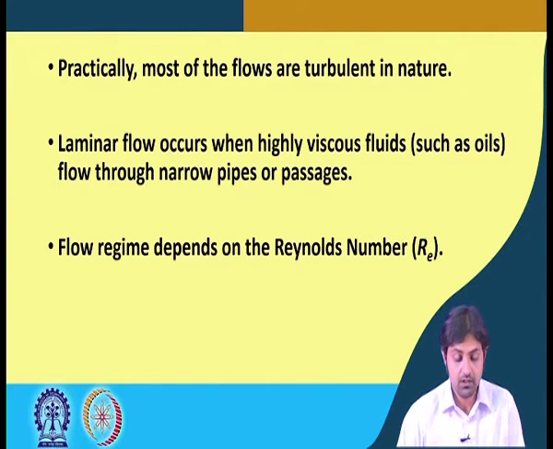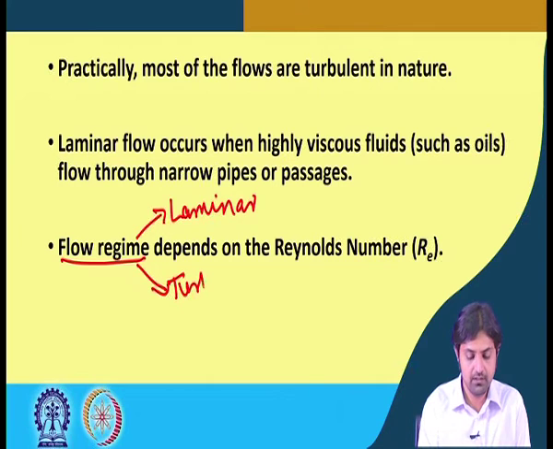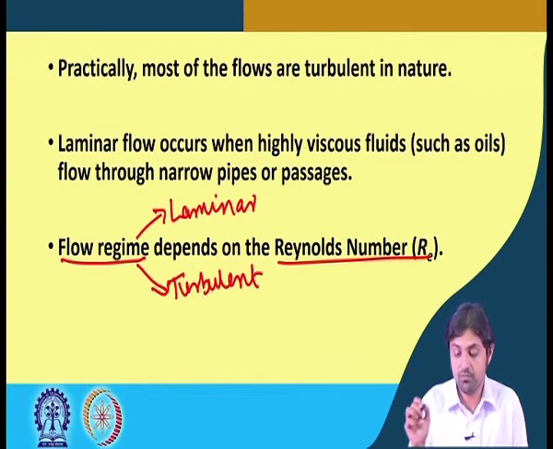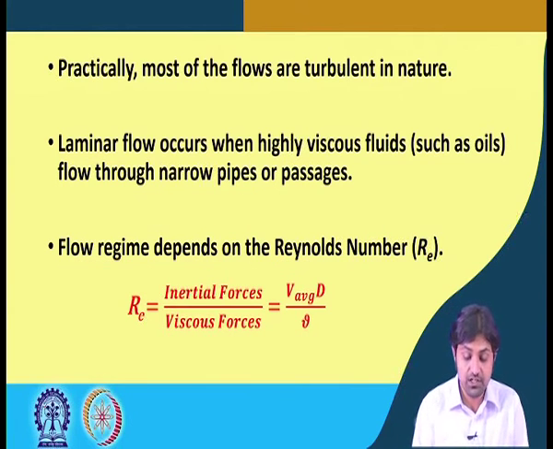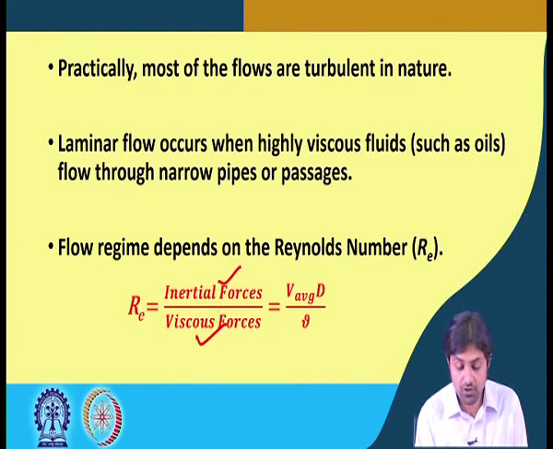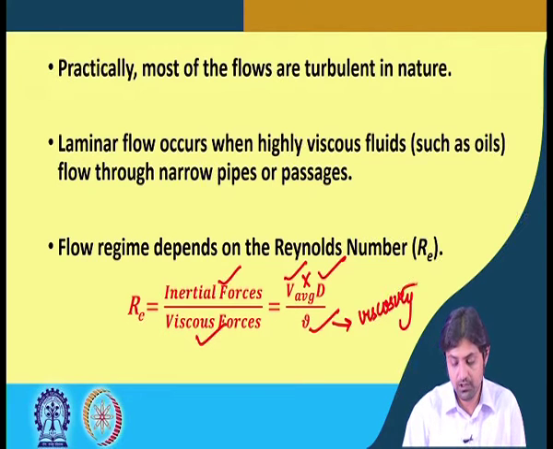Now, the factor on which the flow regime, meaning whether it is laminar or turbulent, depends is the Reynolds number Re. What is this Reynolds number? The Reynolds number is a dimensionless number which is the ratio of the inertial forces to the viscous forces. Mathematically, it is given as V average multiplied by D divided by nu. So, this has something to do with viscosity, that is why viscous forces, and this has something to do with inertia.